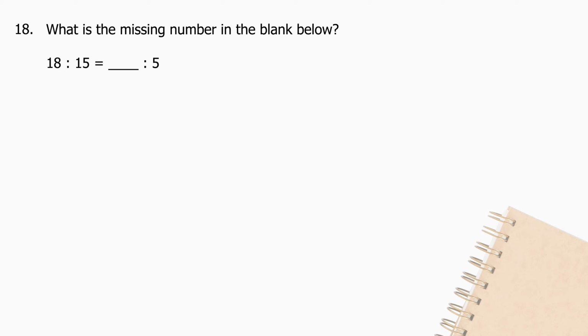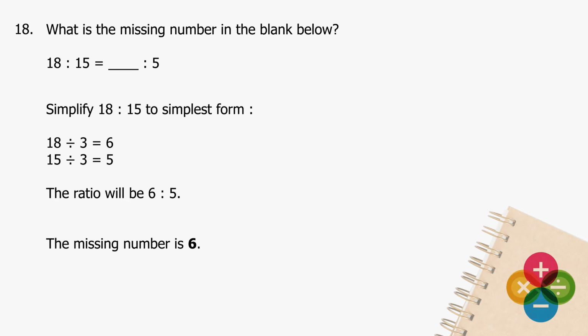Question 18. What is the missing number in the blank below? 18 is to 15 is equal to the missing number is to 5. Simplify 18 is to 15 to its simplest form. Divide 18 is to 15 by 3, and the ratio will be 6 is to 5. The missing number is 6.